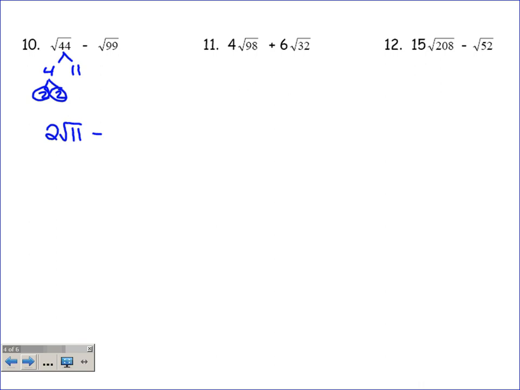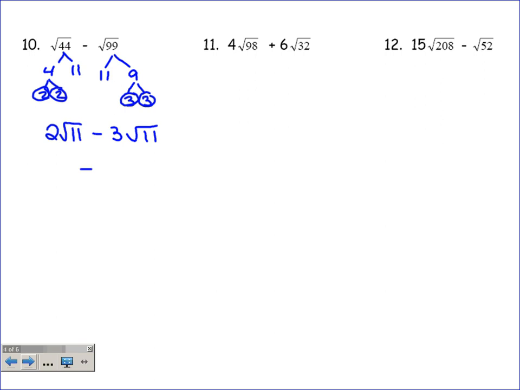11 times 9. And 3 times 3. 3 times square root of 11. Do they have the same radicand? They do. So what do we do? Can we subtract? So it's 2 minus 3, which is negative 1.